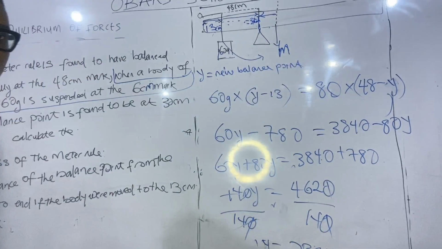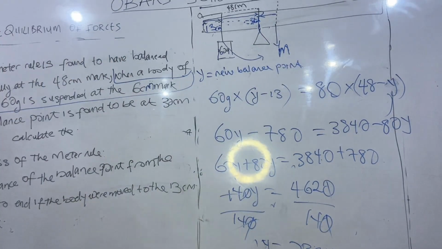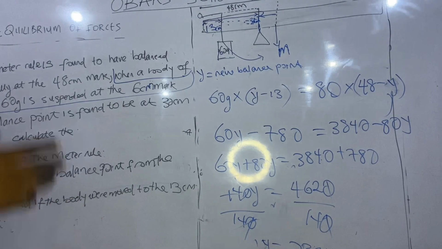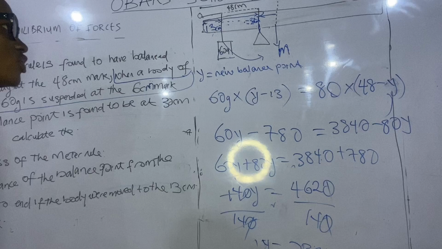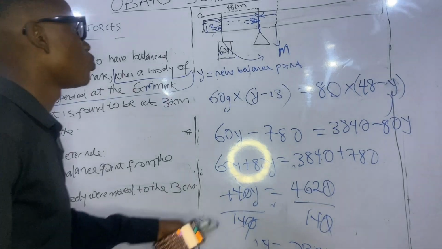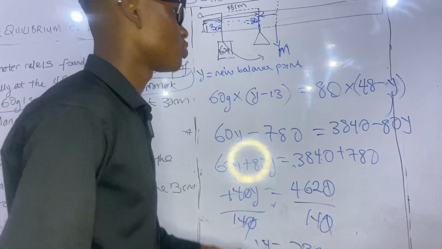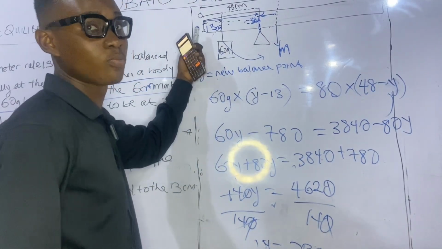So it's very, very simple. Just follow my steps and you will get your answer. If you encounter any other question like this, you can solve it this way. One thing you must notice is that it's not every time that you see just one force acting at one end. Sometimes it may be more than one force at one particular end.